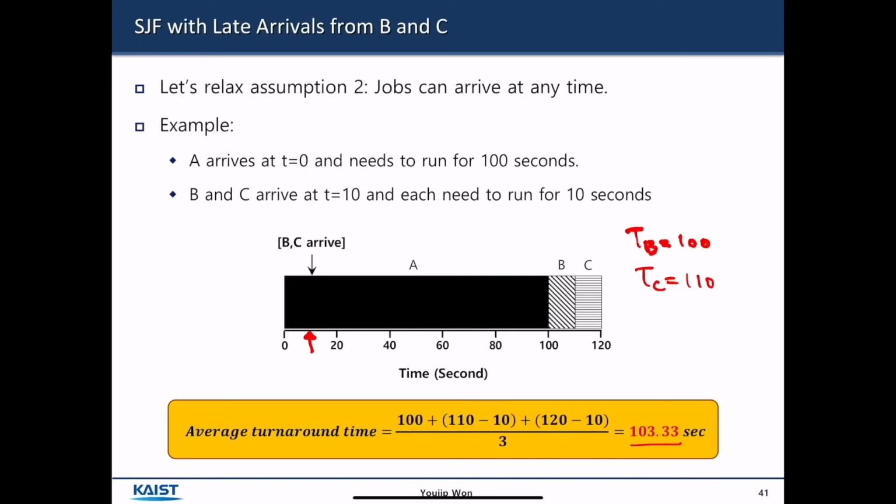Now, jobs can arrive at any time instead of arriving at the same time. For example, A arrives at T equals 0 and needs to run for 100 seconds. B and C arrive at T equals 10 and each need to run for 10 seconds. If we apply the shortest job first algorithm, then turnaround time for job B is 100, and turnaround time for job C is 110. So average turnaround time for A, B, and C is 103.33.